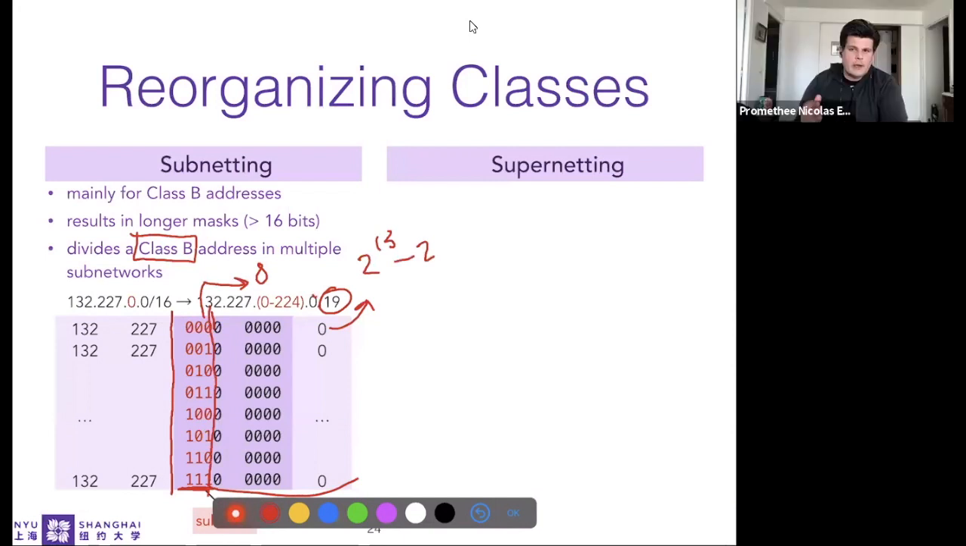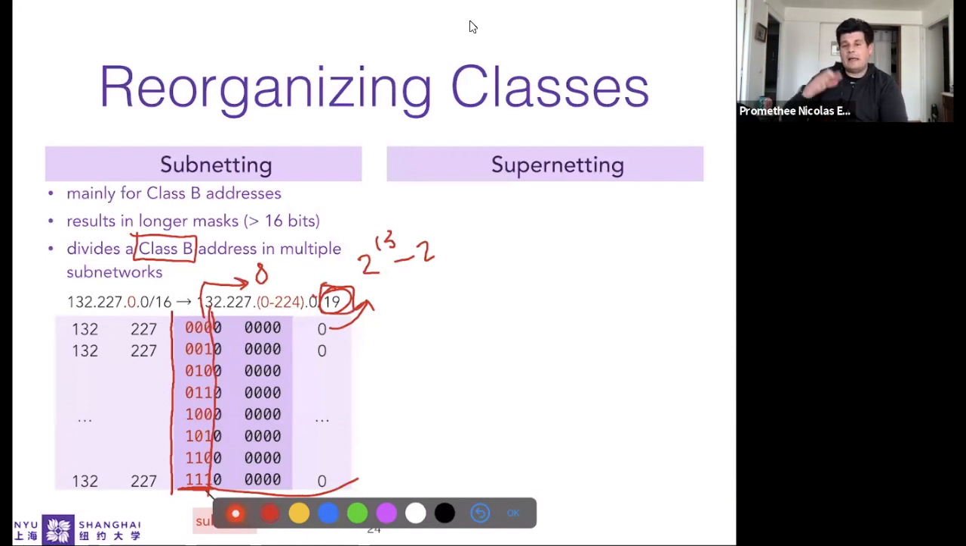So it's way over 530, right? It's 2 to the power 13, because we said that 19 is for the new prefix, and whatever is left is for the host ID, which is 13. All right, so that is when I have a class B.